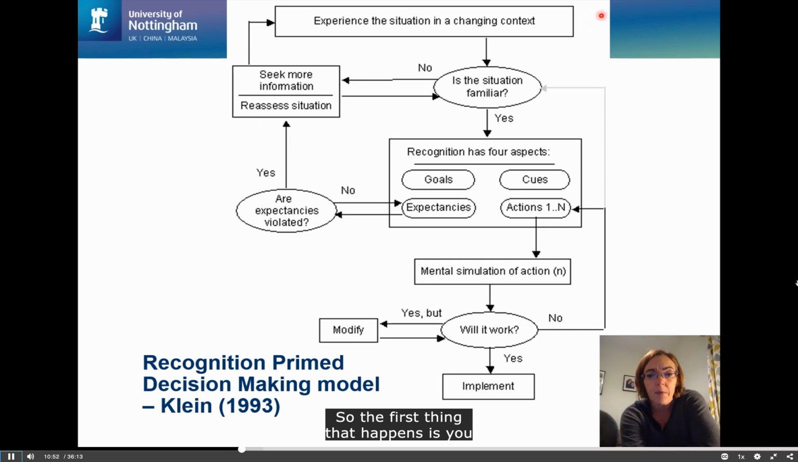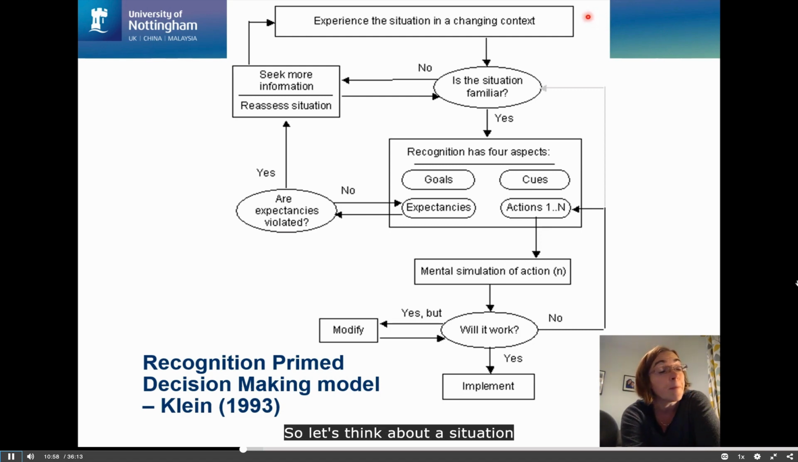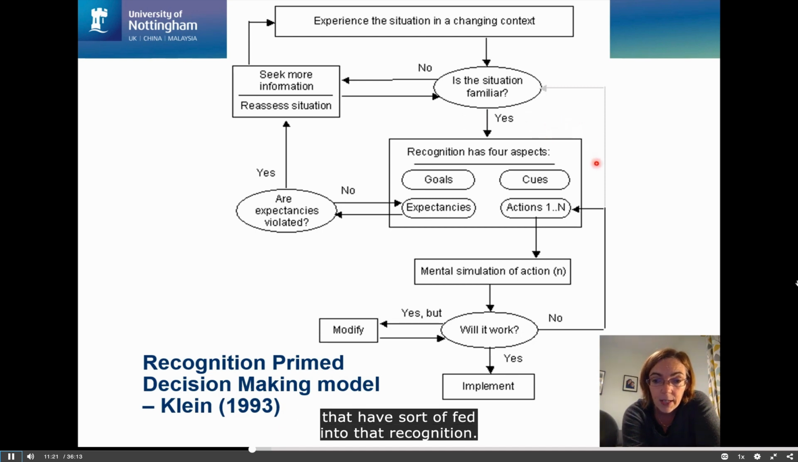So the first thing that happens is you experience the situation in a changing context. Let's think about a situation like a clinician who is in the middle of an operation and she experiences something which is slightly unexpected in terms of the way the operation is progressing. So the first thing she asks is, is the situation familiar? And if it is, then there are four aspects that have fed into that recognition. First of all, the cues, the information that's being presented, but also the goals of the particular activity as well.